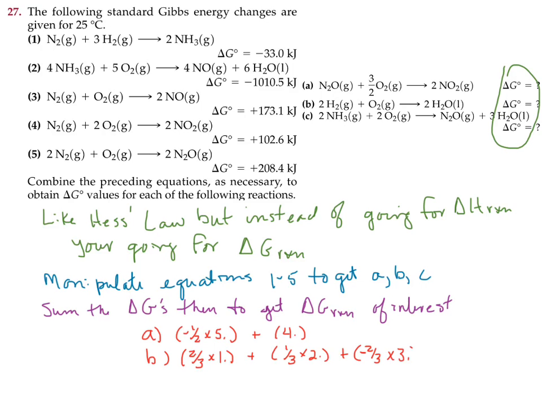For B, you're going to use equations 1, 2, and 3. For the first one, you're going to take it times 2/3. For the second one, times 1/3. For the third one, you're going to reverse it and take it times 2/3. And for C, again, you're going to need 3 puzzle pieces. Take 1/2 of equation 2 plus 1/2 of equation 5. Reverse equation 3. That's going to be really easy because you just set it all up.